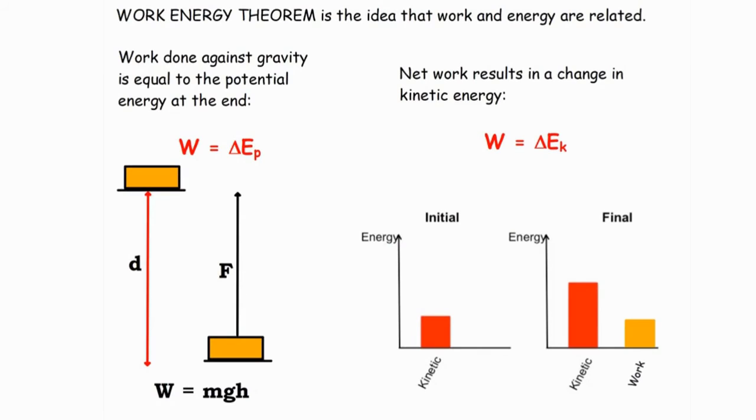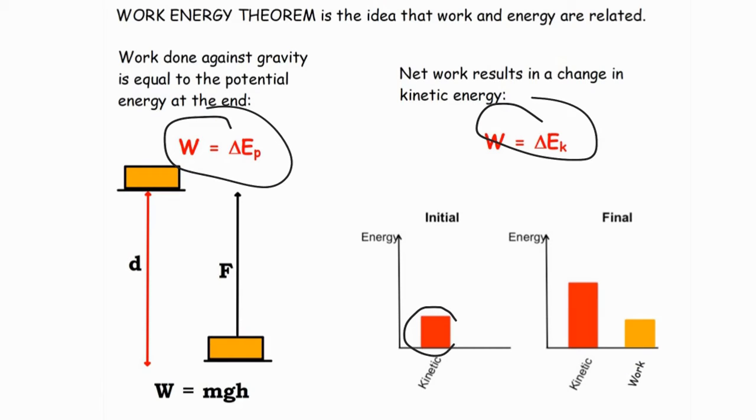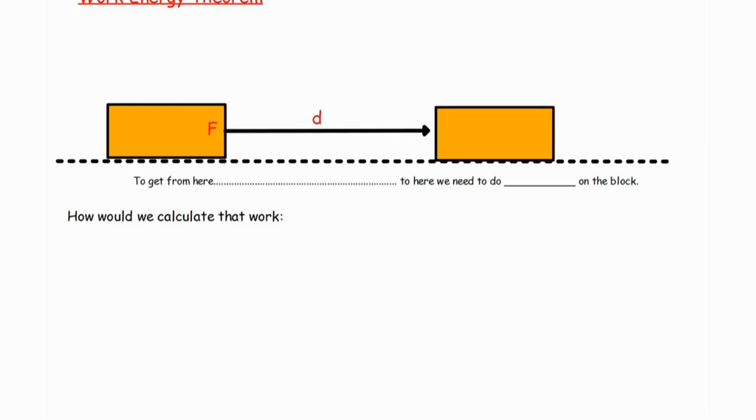Now, as that ball falls, gravity's doing work. So the work energy theorem, to revisit it, is the idea that work and energy are related. So work is a change in energy. If I have kinetic energy initially, and then afterwards I have more kinetic energy, well, I need to do work in order to change that kinetic energy. So if I want to increase or decrease the energy, whether it's potential or kinetic, I need to do work.